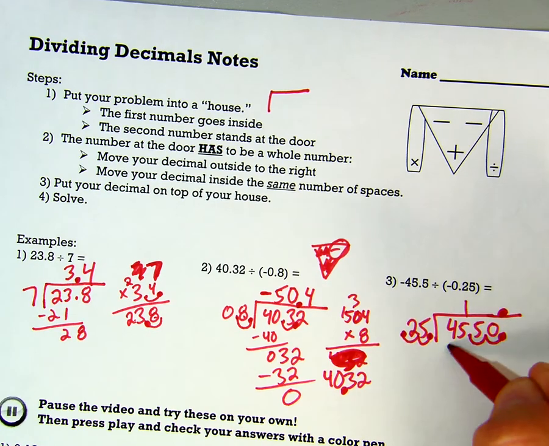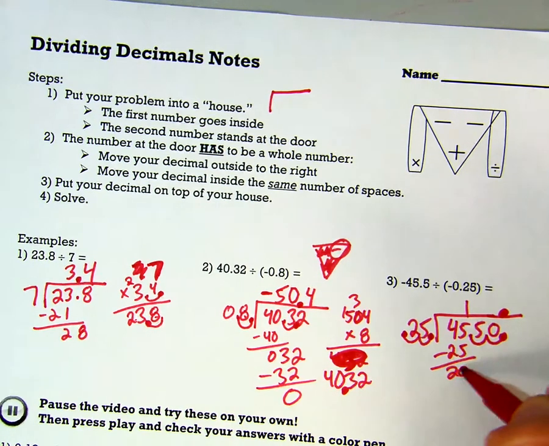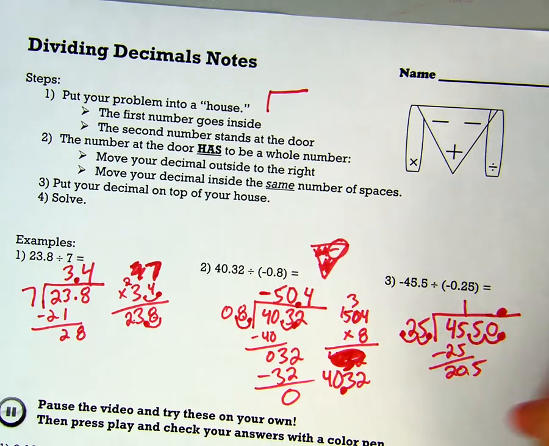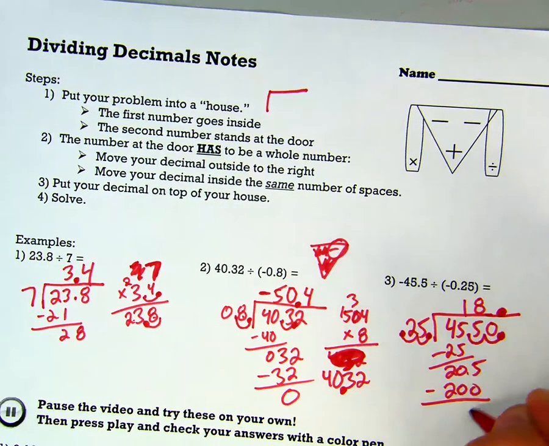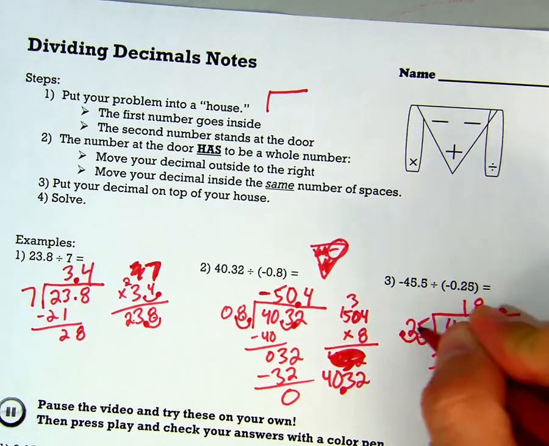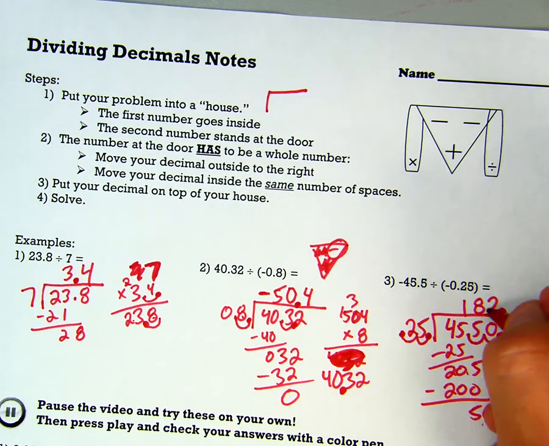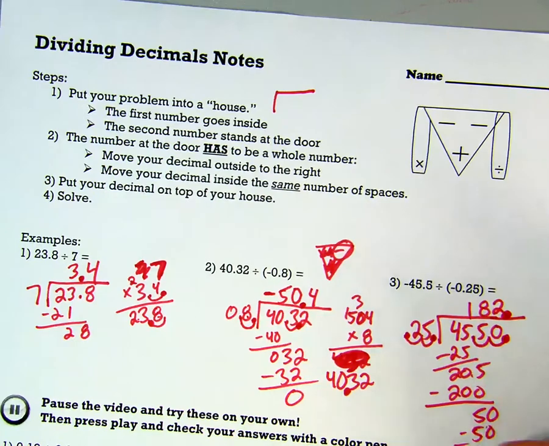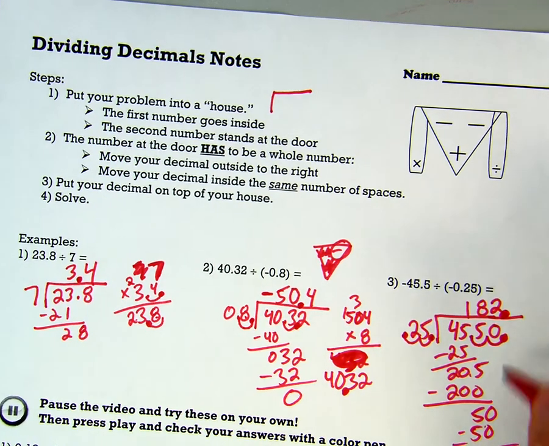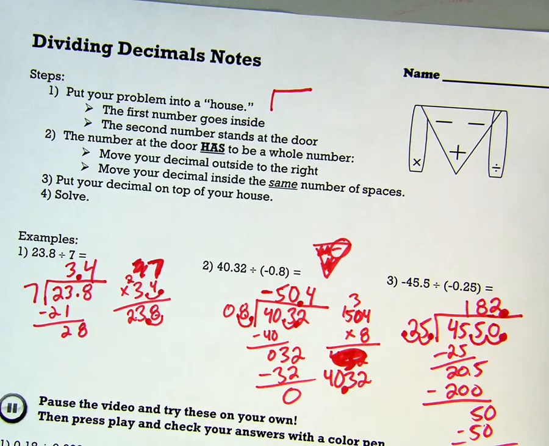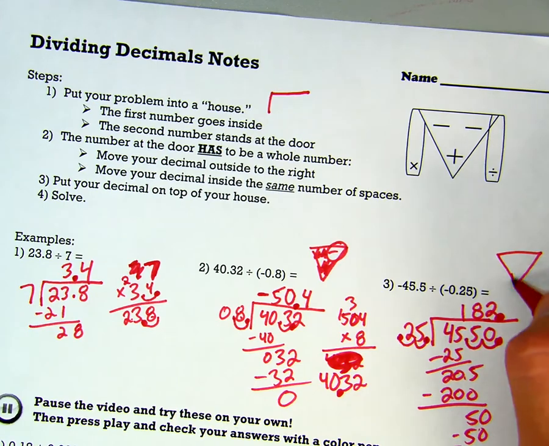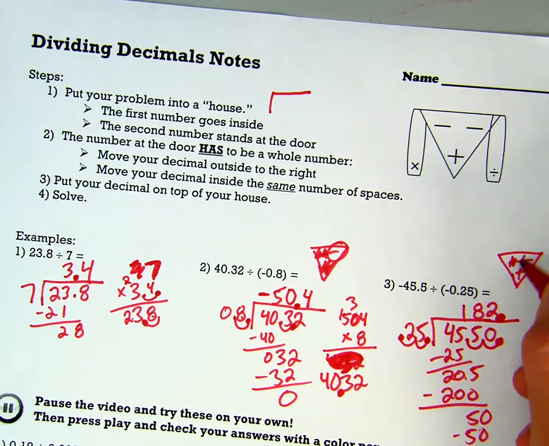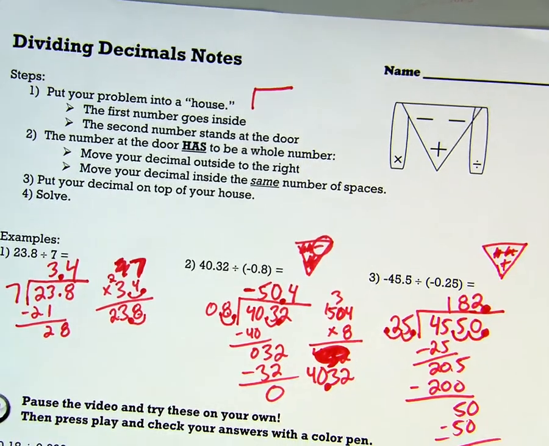Now 25 goes into 45 once. 25 goes into 205 8 times. Bring down the 0. 25 goes into 50 twice. And I get an answer of 182. It is a positive 182 because it's a negative divided by a negative. I can do a check to make sure, but I do get a positive answer.